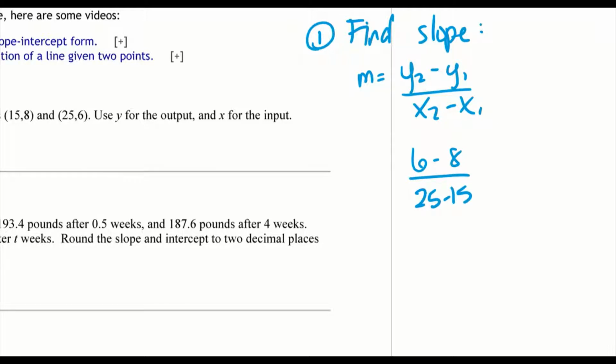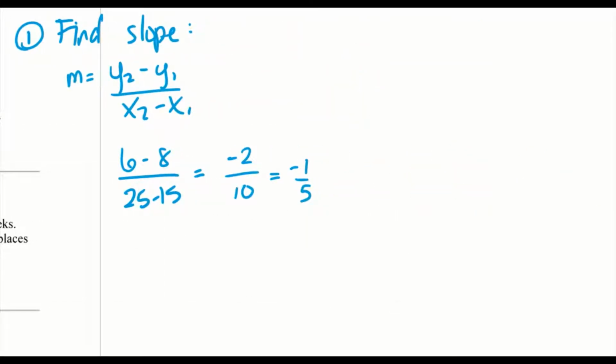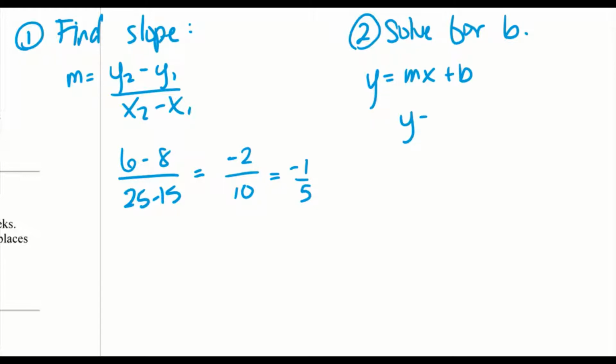So let's do step 1. Okay, so after I plug those in, I get a slope of negative 1/5. So now I'm going to use that slope for step 2 and solve for b. So remember, our form is y equals mx plus b. I already know m, so I'm going to plug in negative 1/5 for m. And now I have 3 variables.